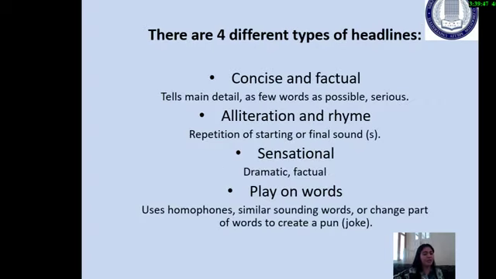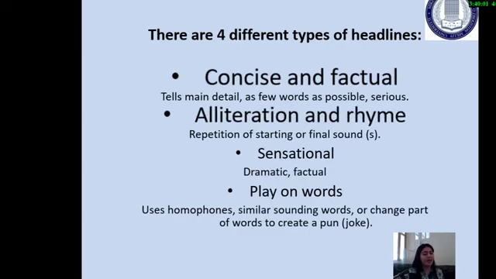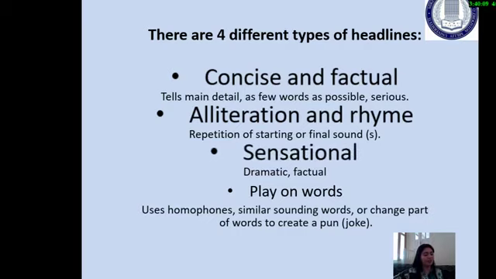There are 4 different types of headlines. Concise and factual, that tells the main detail in as few words as possible, and this type is very serious. Next, alliteration and rhyme, repetition of starting or final sounds. Next type, sensational. This type of headline must be dramatic and factual. Next one, play on words. In this headline, journalists use homophones, similar sounding words, or change part of words to create a joke.